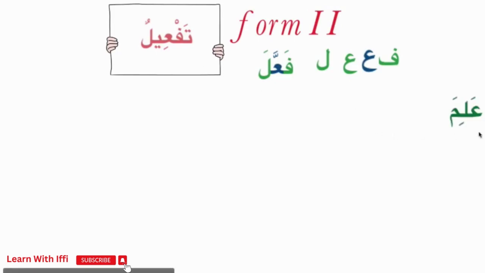So if we take one example, alima, and bring it into form 2, if we change the form from form 1, alima, he knew, to allama, means he taught. And the mudari' will be yu'allimu. So we know whenever there are 4 letters, the mudari' starts with yu. Yu'allimu. And how do we make amr?